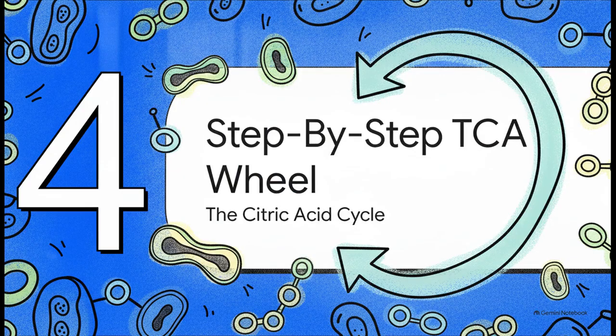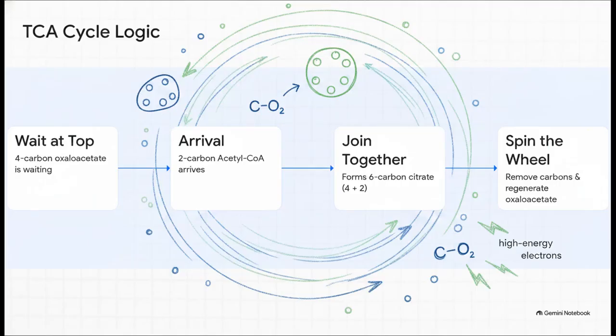Section 4, the step-by-step TCA wheel. You might know it as the citric acid cycle or the Krebs cycle, but whatever you call it, it all happens right here in the mitochondrial matrix. Before we throw any complicated enzyme names at you, let's just focus on the basic math of this wheel. It's super simple. Waiting at the top of the cycle is a 4-carbon molecule called oxaloacetate.